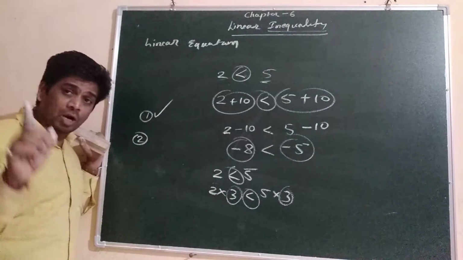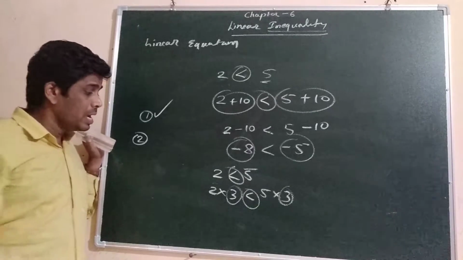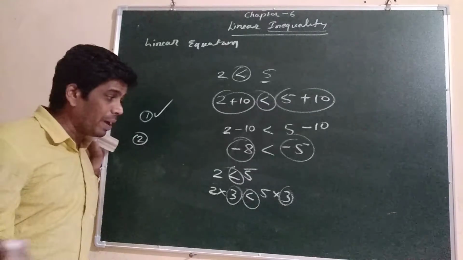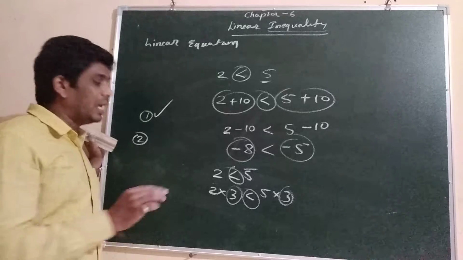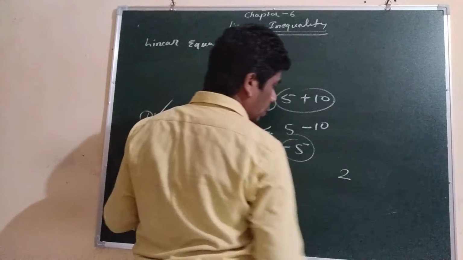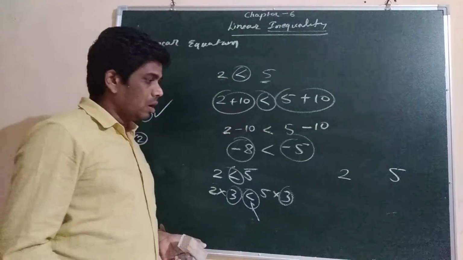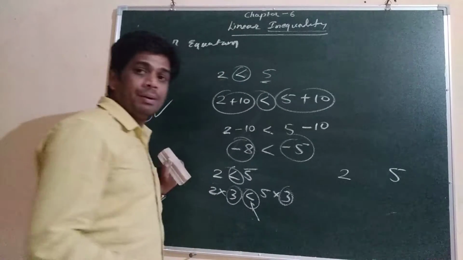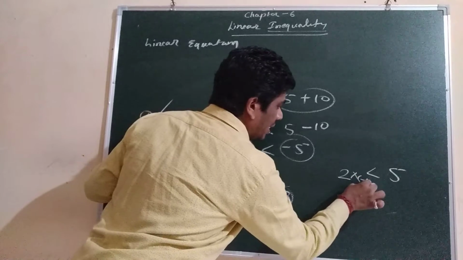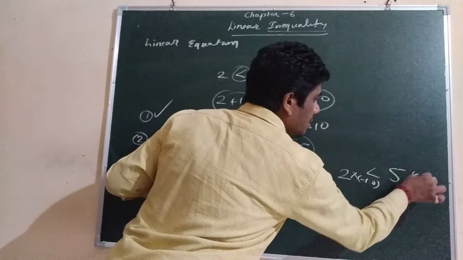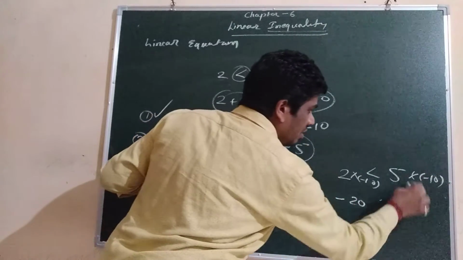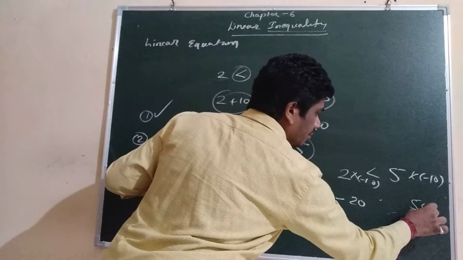But the third rule: if you multiply or divide by any negative number, then the symbol will be inverse. For example, if it is given 2 and 5 only, and if you multiply by minus 10, here also multiply by minus 10, so you will get here minus 20 and here 5 tens are 50, minus 50.